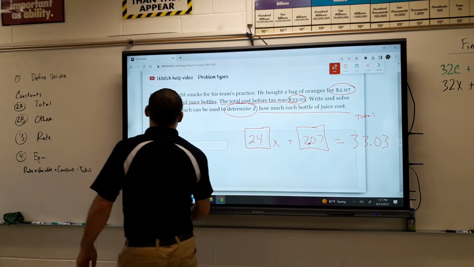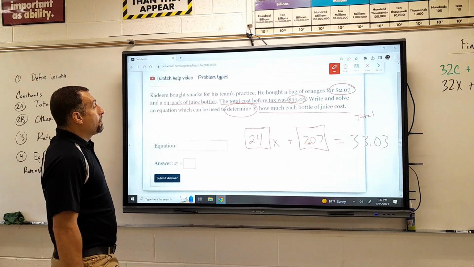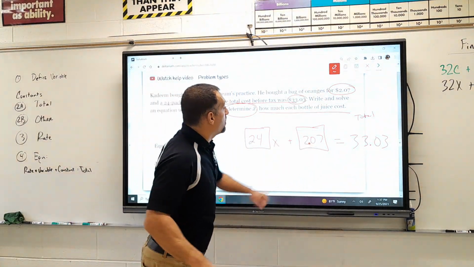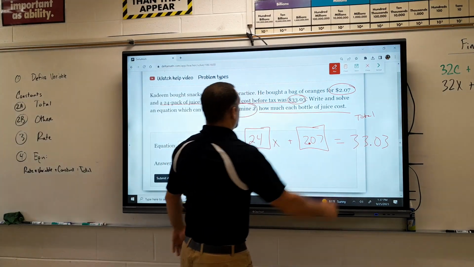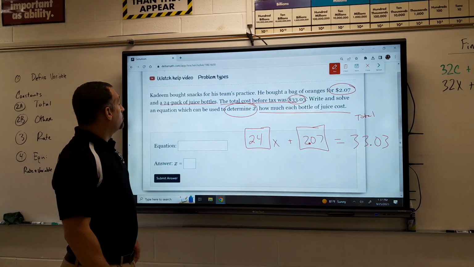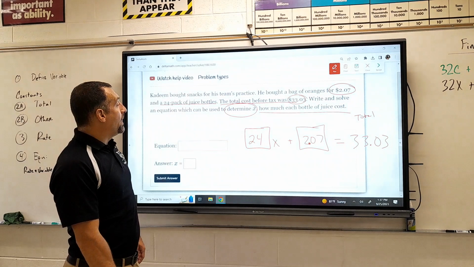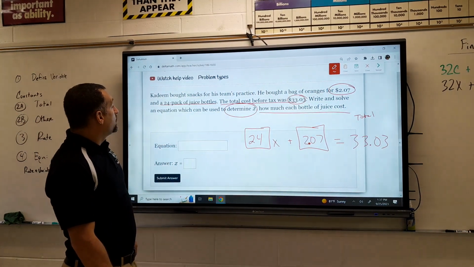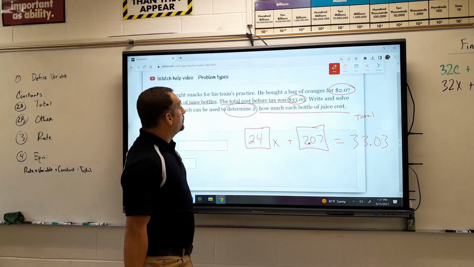Probably should have read this a little more carefully. Let me double check here. He bought a bag of oranges, so he spent that much. That was part of his expenditure. The total expenditure was $33.03. We want to find out how much each bottle of juice costs. So it's 24 per bottle.